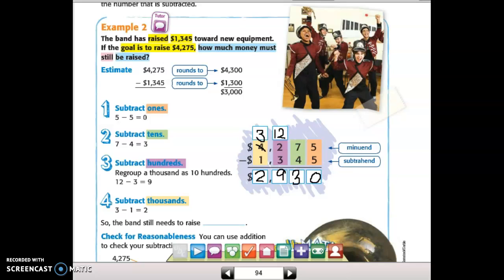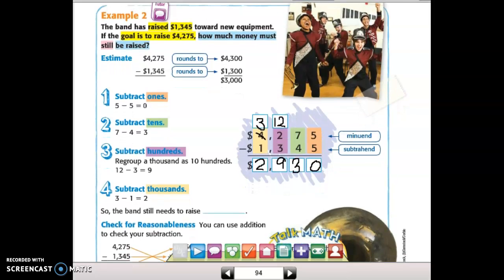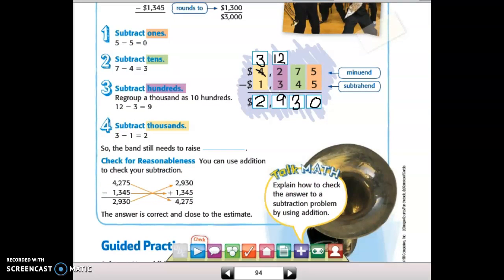And when you're doing these, I'd rather see you use your fingers than get the wrong answer. So if you're holding up 7 fingers and subtracting 4, I'd rather see you do that than see you get the wrong answer. So the band still needs to raise $2,930.